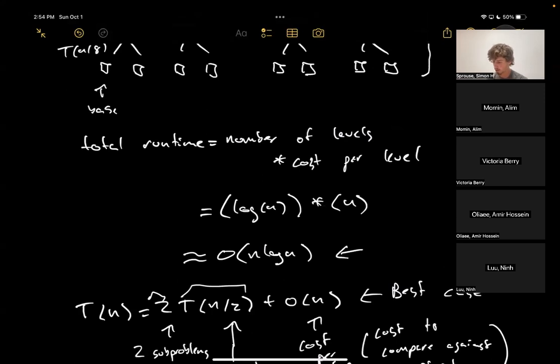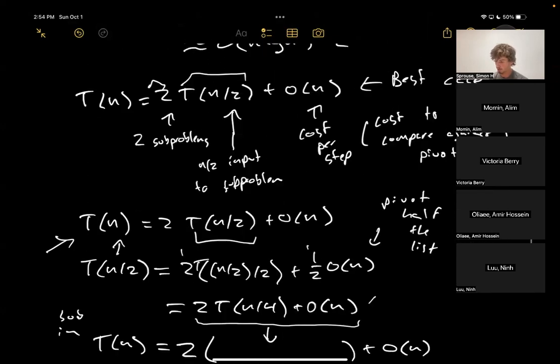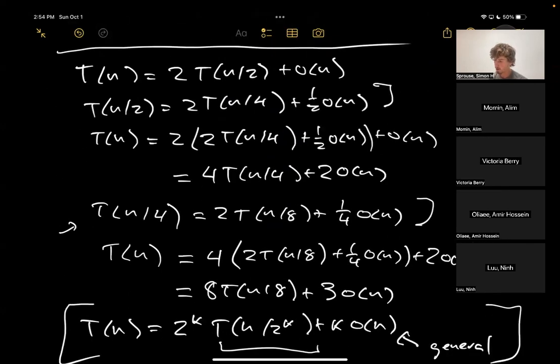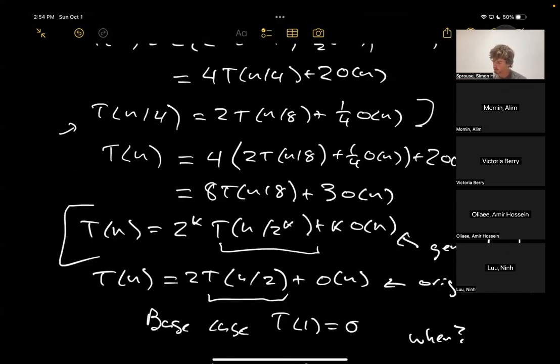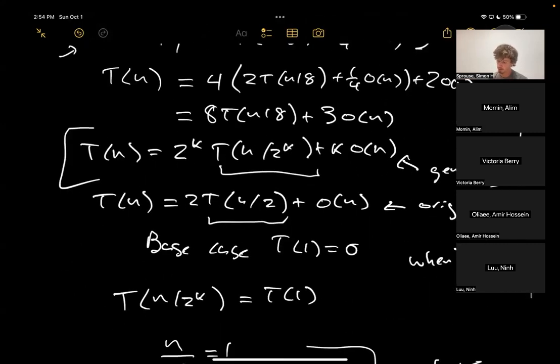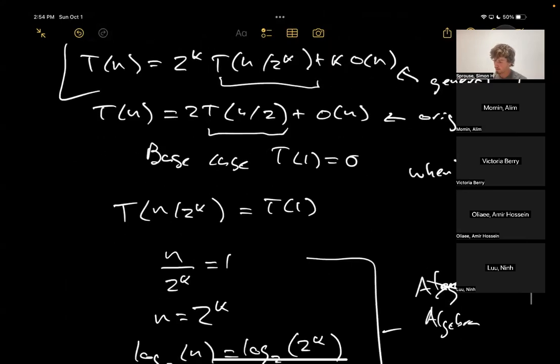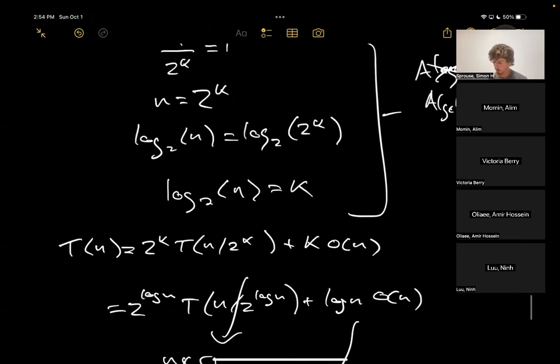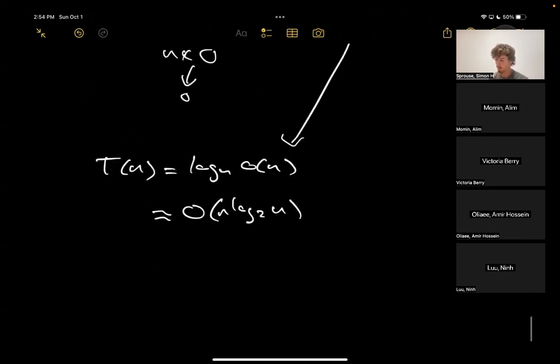So this is intuition that we can prove this, but if we wanted to be mathematically stringent about it, we can do some mathematical operations and get this general formula here. We can solve this general formula for k. K is equal to log of n, you plug it in, boom.